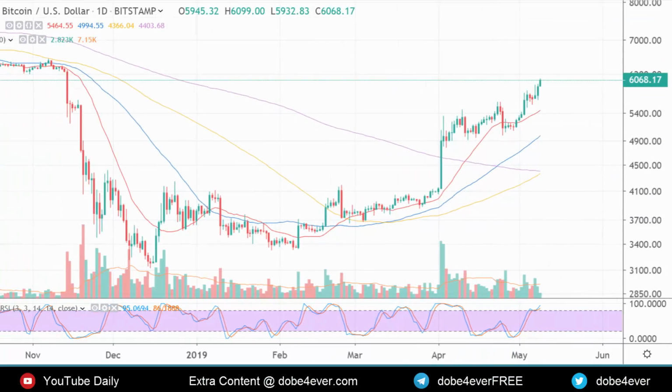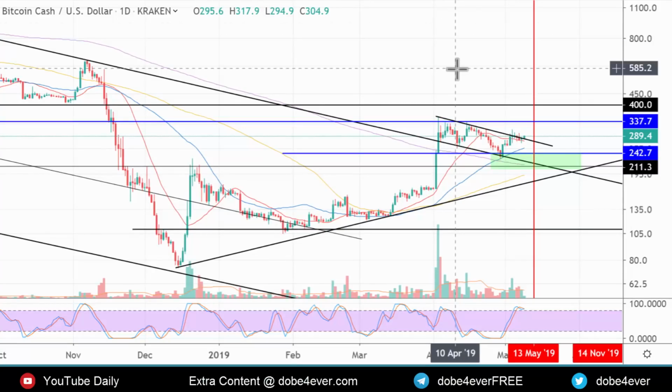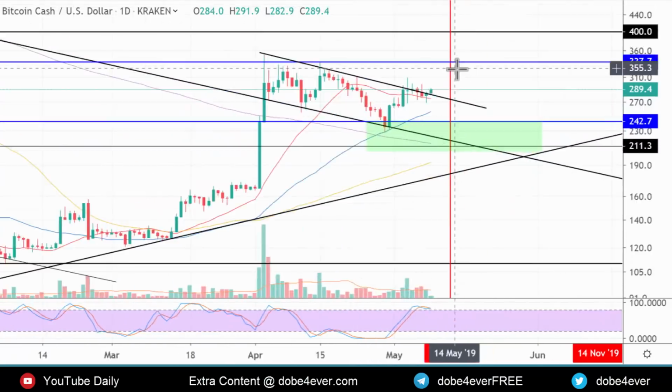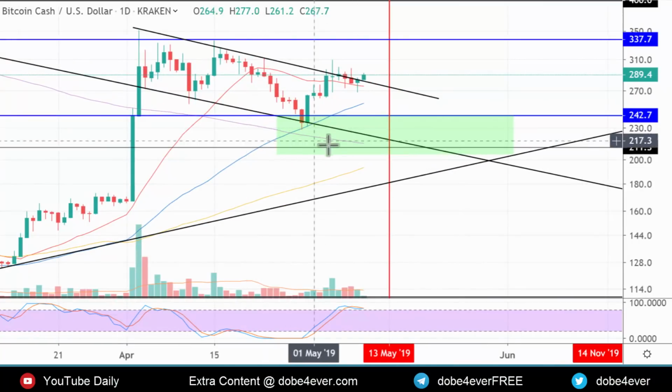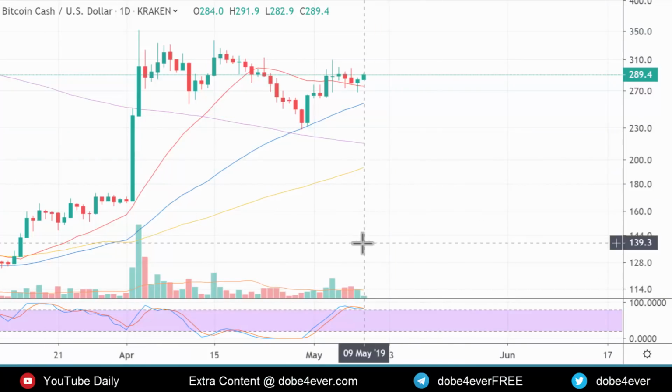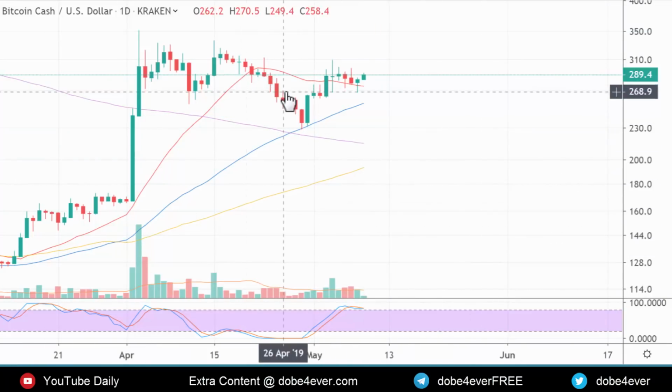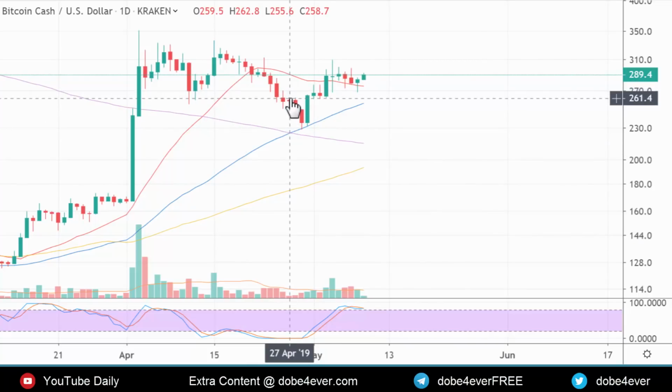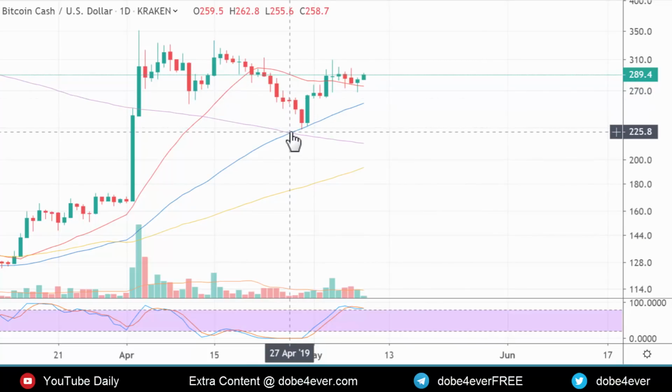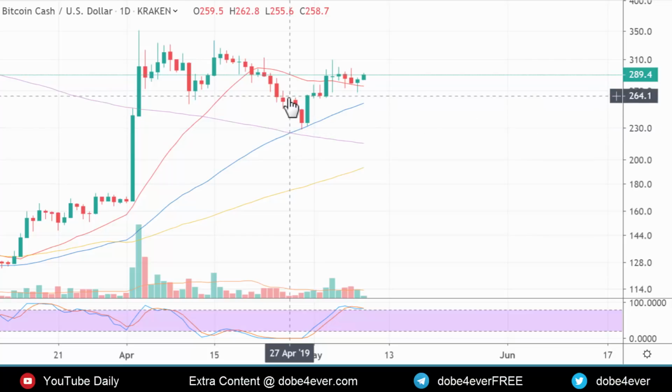This happened on Bitcoin Cash recently. I'm again on the daily candles, and we had a golden cross here with the 200 and the 50 moving averages. Let me hide all the lines here so we can see it better. So you can see here when the cross happened right here, the 27th of April, the price was a little bit extended, but it was approaching the cross.